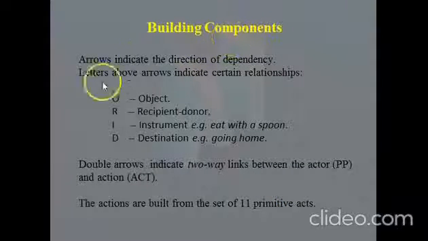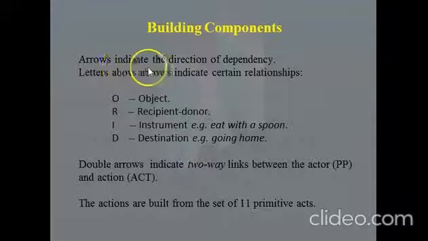Then we will be using some building components like arrows, which can be bidirectional, can be single directional, can be a double arrow, it can be a triple arrow, etc. It indicates the direction of dependency. Arrows indicate the direction of dependency, and we can write some letters over the arrows which indicate certain relationships.